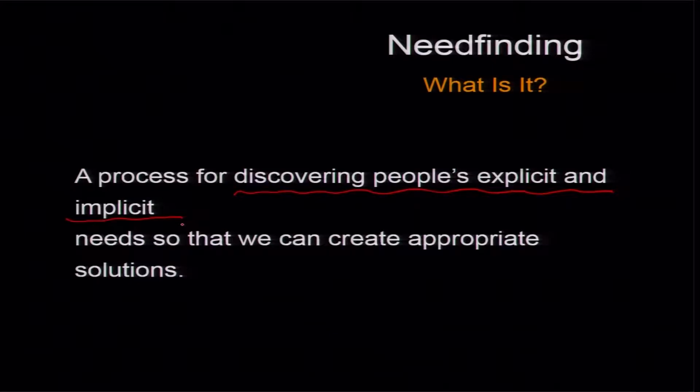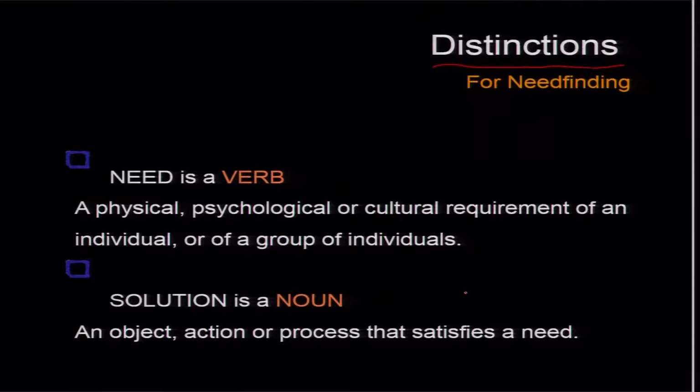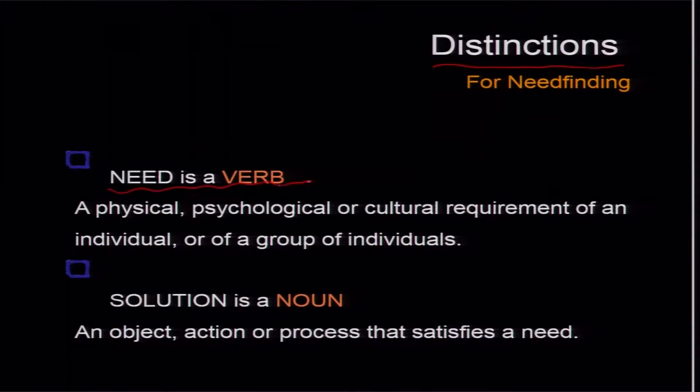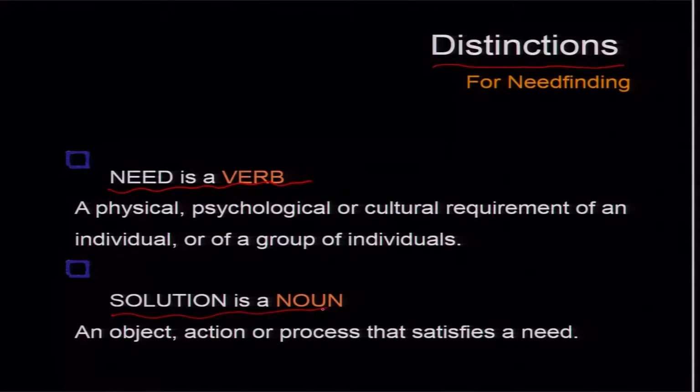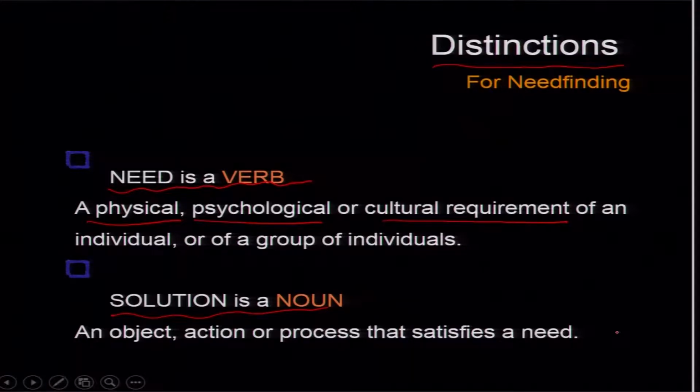What are these? I will come back to you in the next few slides about what is an explicit and what is an implicit thought, or need. And these are important because you want to generate appropriate solutions to these particular needs. And for need finding, there are certain distinctions that you want to make. For example, you want to ask a question where the need can be a verb, and the solution can be a noun. For example, a need could be a physical, psychological, or a cultural requirement of an individual or maybe a group of individuals.